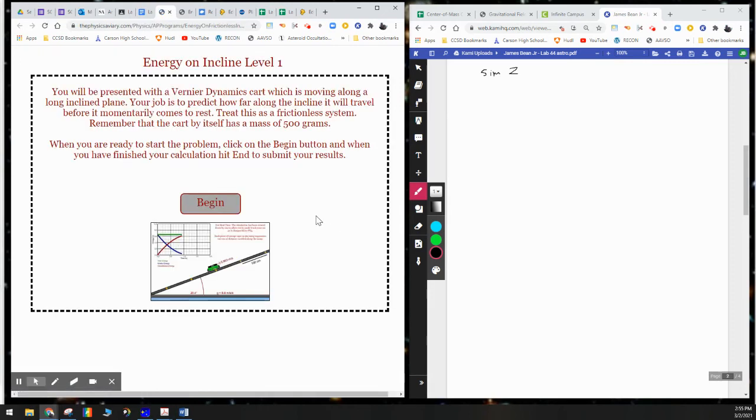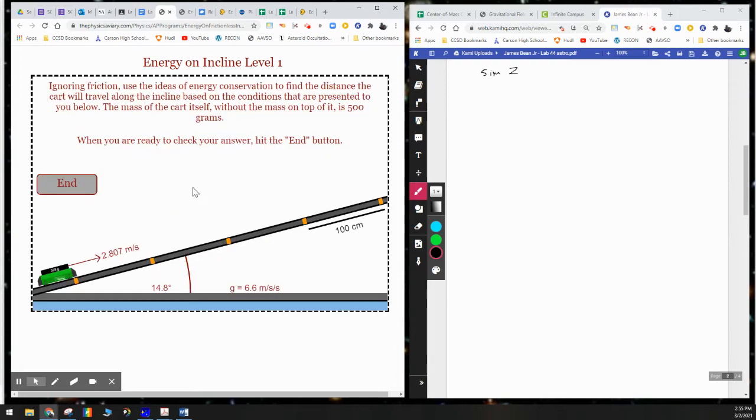Go ahead and read this here. Remember, the cart by itself has a mass of 500 grams. We'll click on begin. Ignoring friction, use the idea of energy conservation to find the distance the cart will travel along the incline based on the conditions that are presented to you below. The mass of the cart itself, without the mass on top of it, is 500 grams. Let's take a quick look here and see what we got going on.